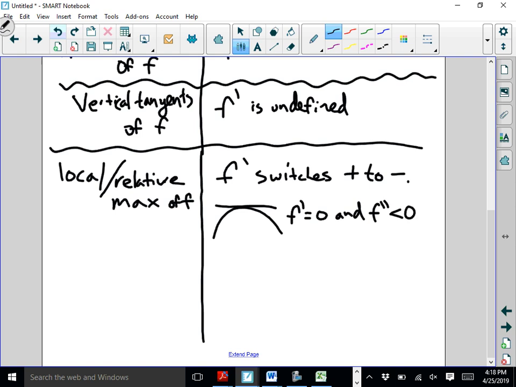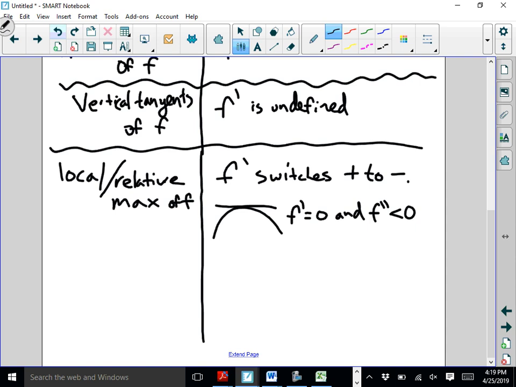I don't use that way very often, but sometimes, especially with implicit derivatives, it can be helpful to show, okay, I know dy dx is 0 here, and I know d squared y dx squared is negative. So that's another way that you can prove a local max. Okay, but the big one is right here.